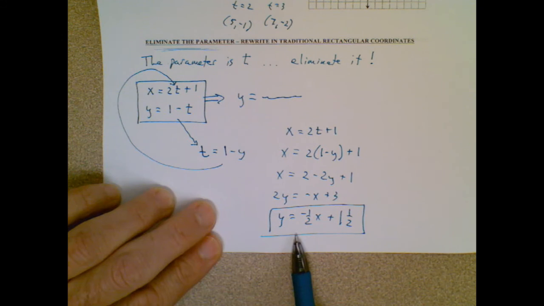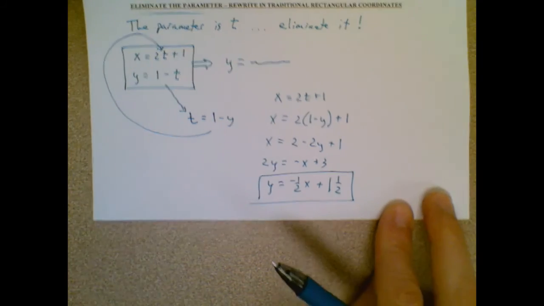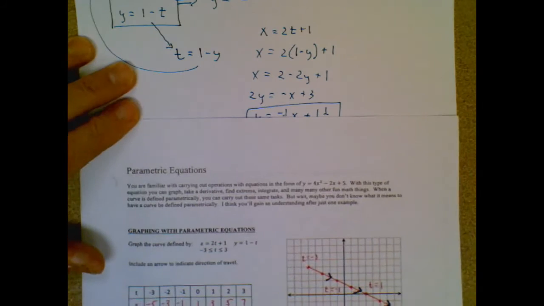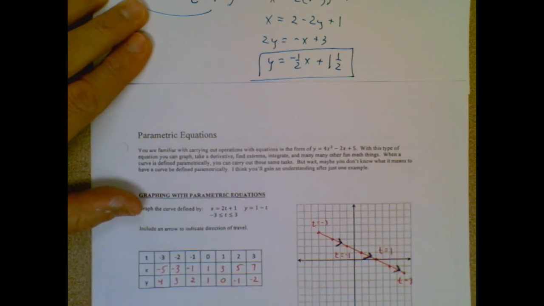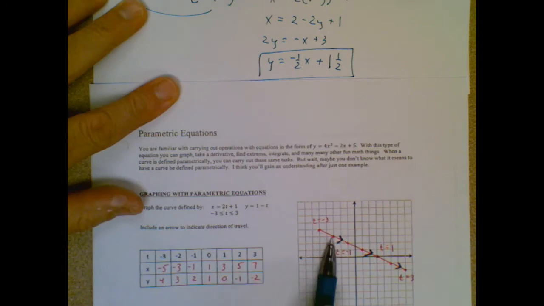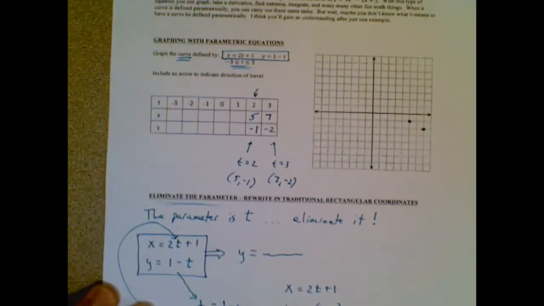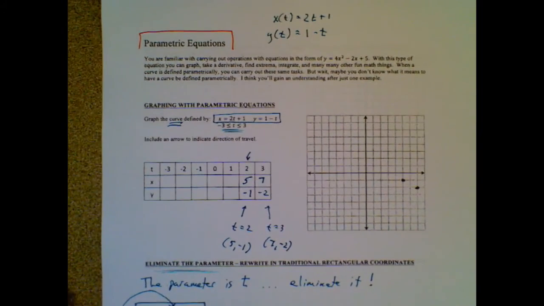We have done it. We have eliminated the parameter. We end up with y equals negative 1/2 x plus 1 1/2. And if I go back to the completed notes and the graph that we have, see if I can get these both on the screen, sure enough, this parametric equation is also the same as that rectangular equation. I have a y-intercept of 1 1/2 and a slope of negative 1/2. So that's the fundamentals that you need to learn today.